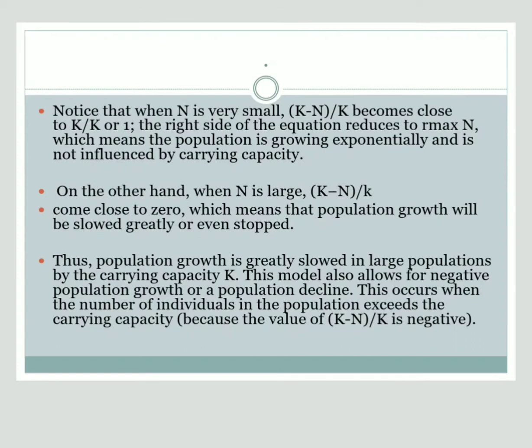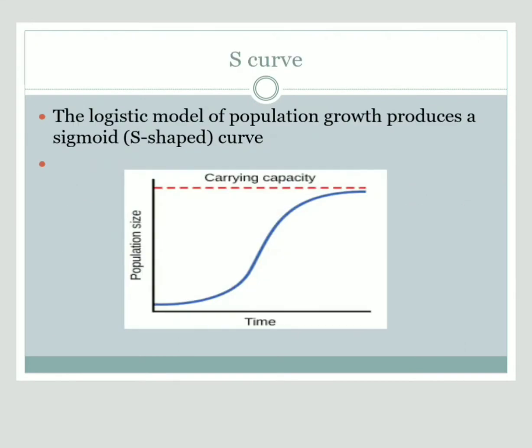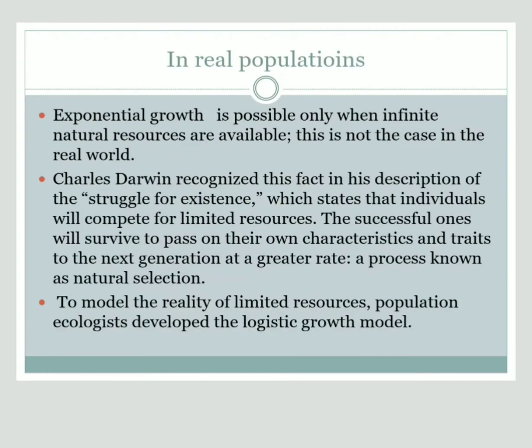This model also allows for negative population growth, or population decline. This occurs when the number of individuals in the population exceeds the carrying capacity, because the value of (K - N)/K is negative. The logistic model of population growth produces a sigmoid curve. When we plot population size against time, as the population reaches the carrying capacity, it will form the S-shaped curve.